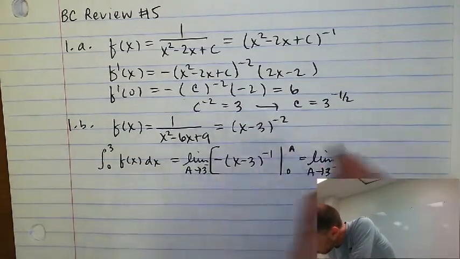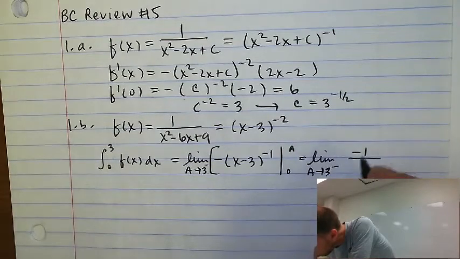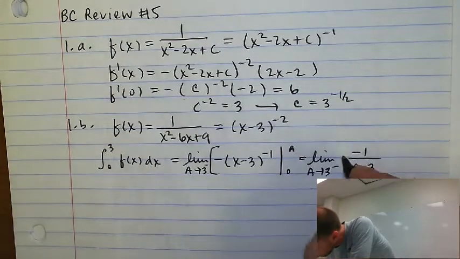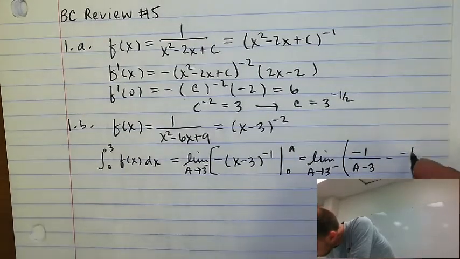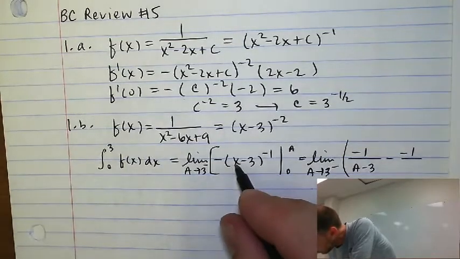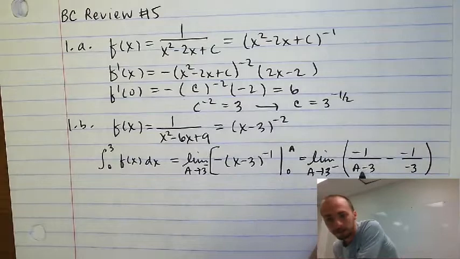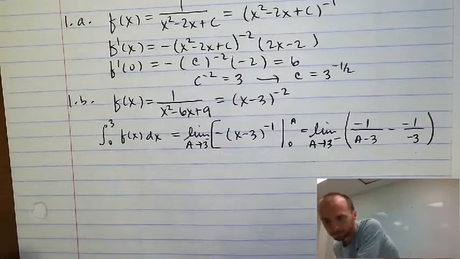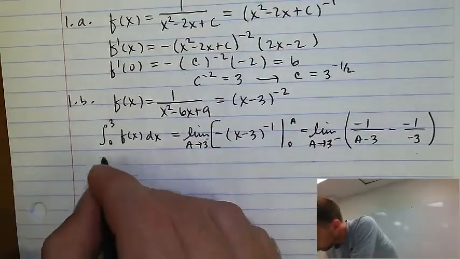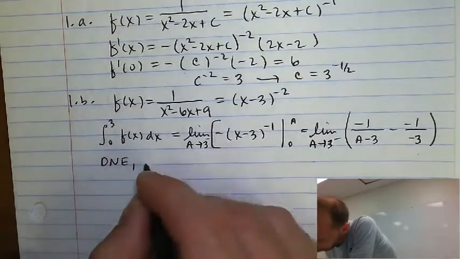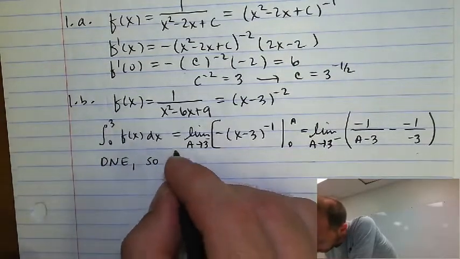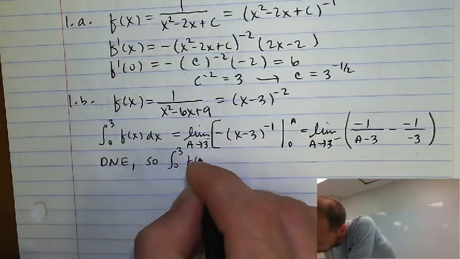Okay, as we approach 3 from the negative side, I have negative 1 over a minus 3 minus negative 1 over 0 minus 3. That limit doesn't exist. So I'm going to clearly say that the integral diverges.